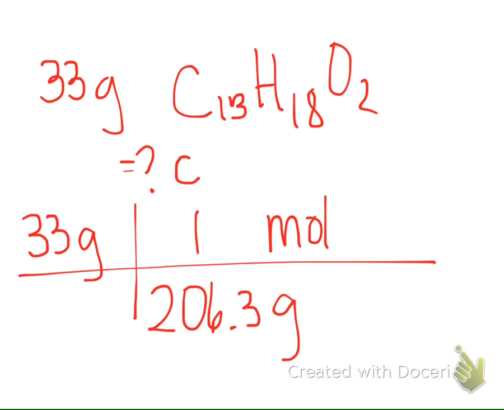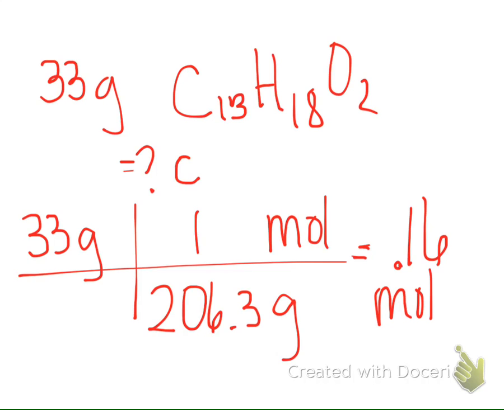So we want to find out moles of this substance. So how do we do that? We're going to multiply across the top, divide by the bottom. So take 33 divided by 206, and we should get a small number, like a point. Okay, 0.16 moles.